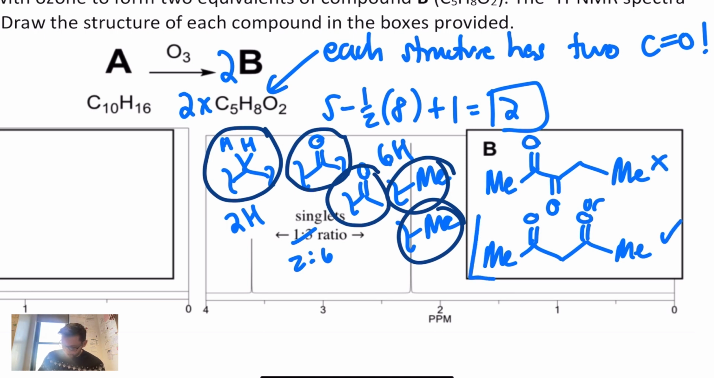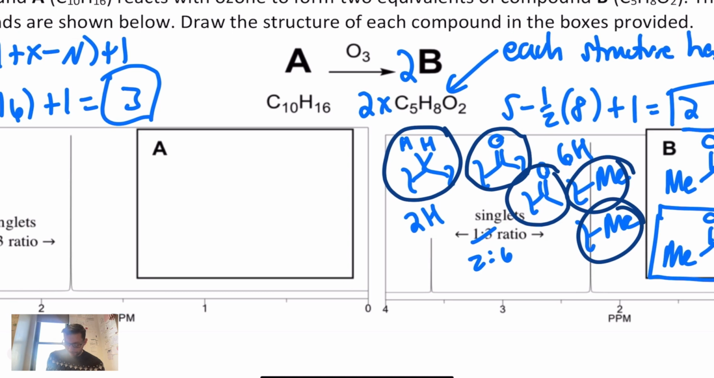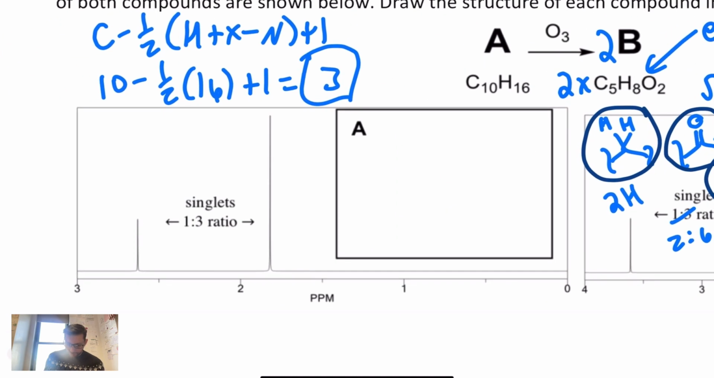I'll put a box around it, and we can confirm it by checking what structure A should look like. So what would A be? Well, it's got to be 10 carbons and 16 hydrogens. Again, a really symmetric NMR, a 1:3 ratio. Well, if it adds up to 16 H's, that must mean this is a 4 hydrogen signal, and this is a 12 hydrogen signal. I'm just scaling up the ratio.